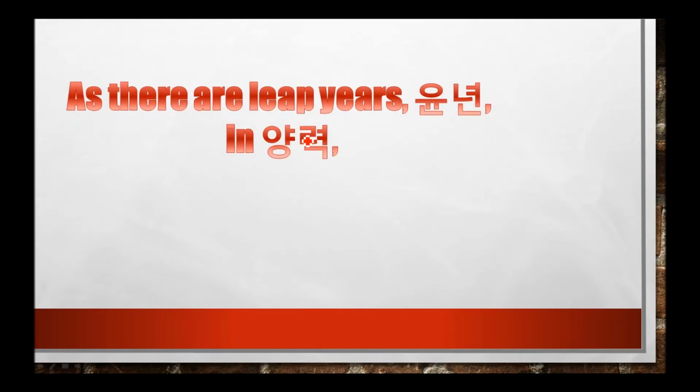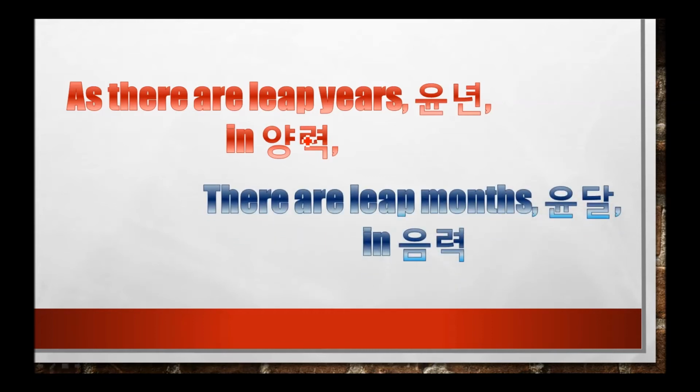As there are leap years, 윤년, in 양력, there are leap months, 윤달, in 음력. In the case of 양력, the solar calendar, there are leap years. I mean, one more day is given to us if it is a leap year, but a whole month, I mean, 29 to 30 days are given to us in 윤달.